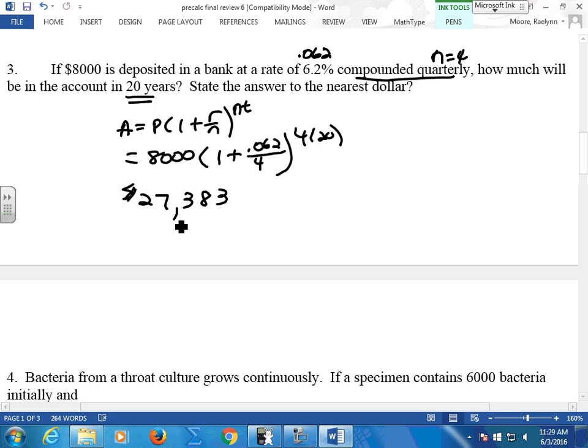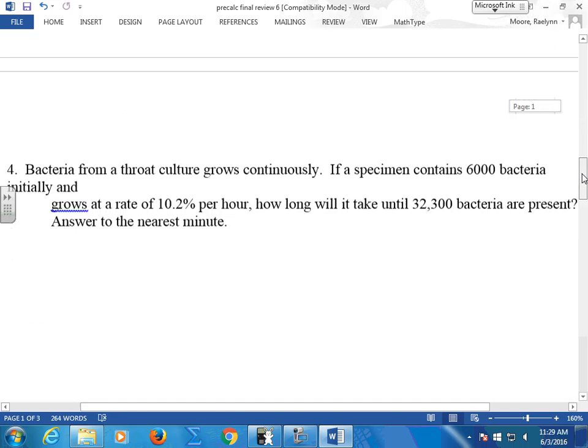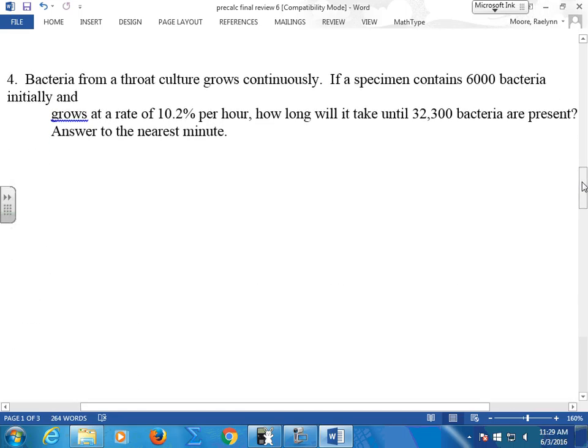So if you could leave it in there for 20 years, and if we ever got a rate of 6.2%, you'd make a lot of money. If, but I doubt that will ever happen.